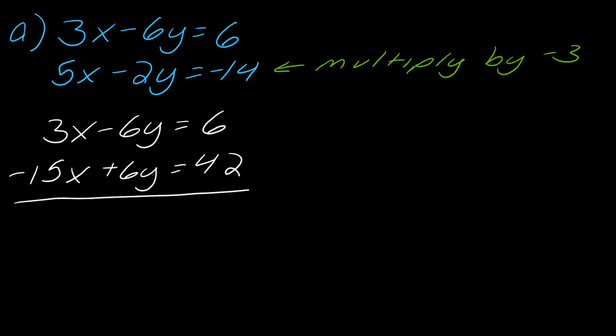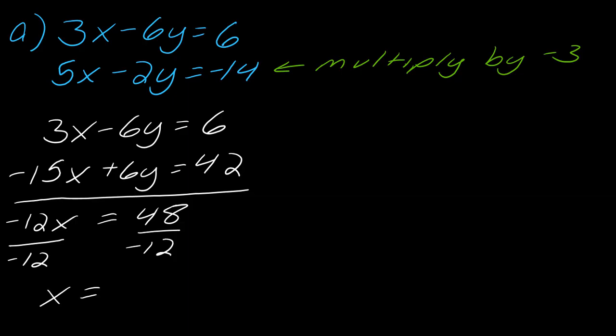If I go ahead now and add these, this is -12x, the y's drop out, and this is going to equal 48. Okay, so now I'm good to go here. I can divide both sides by -12 to get that x will equal -4. And now I need to solve for y. I can plug this value into either equation. I'll plug it into the first equation.